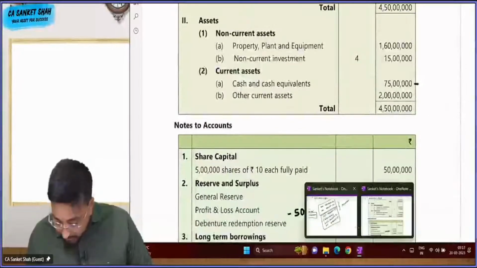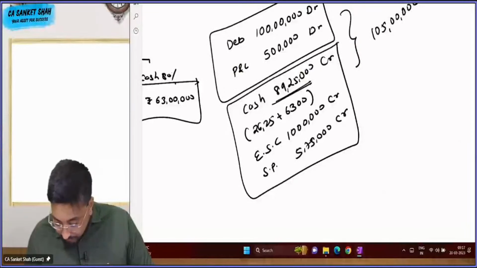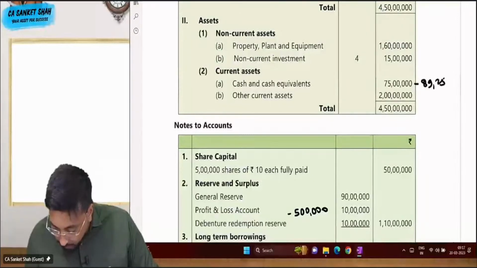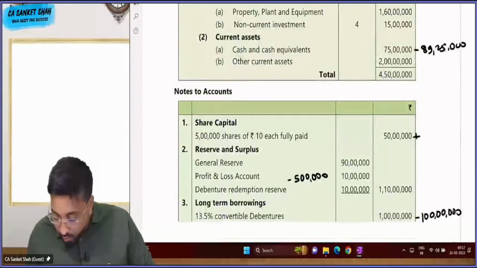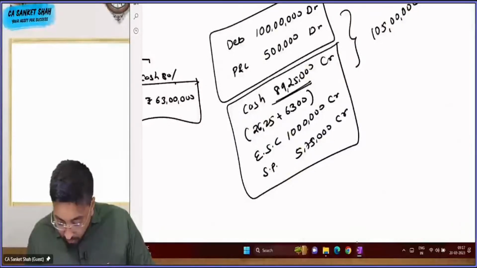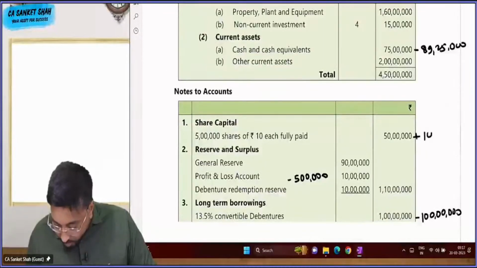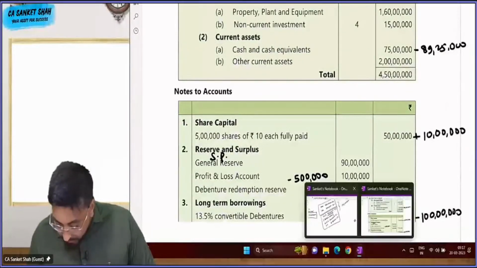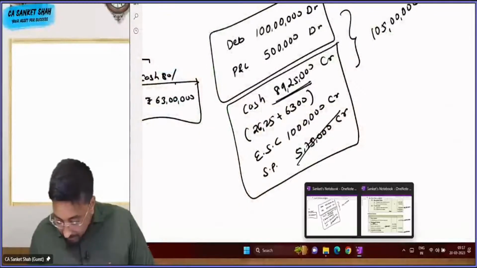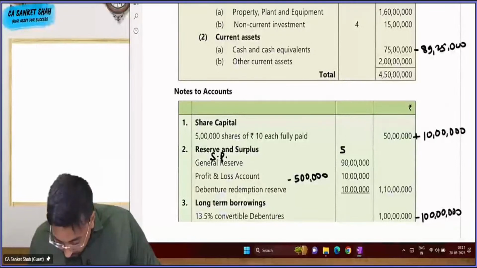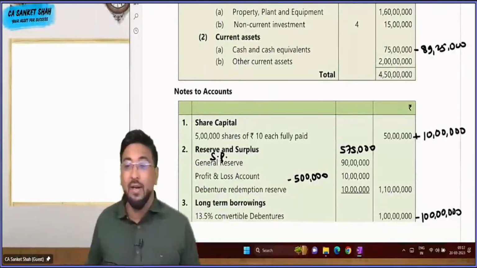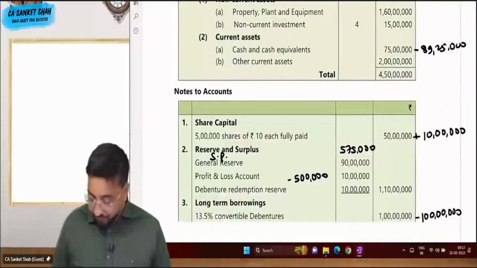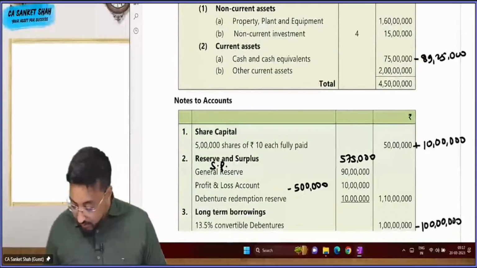How much will I reduce from cash? I will reduce 89,25,000. In share capital I am going to add 10 lakhs. And in security premium I will add 5,75,000. So security premium, 5,75,000 added. Okay.